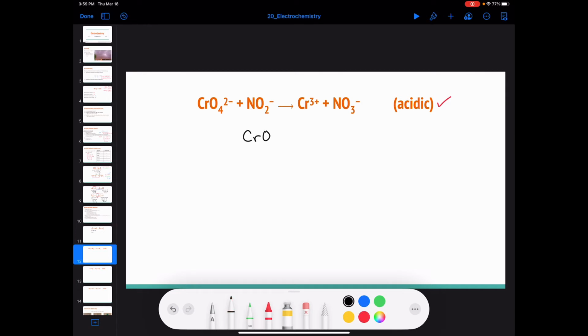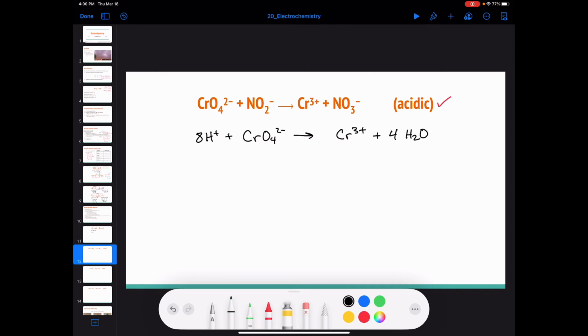So I've got my CrO4 2- turning into Cr3+. My chromiums are already balanced. I do have 4 oxygens I need to add on the right-hand side. So let's add 4 water molecules. But notice that in the process, I just added 8 hydrogens. So let's add 8 H+ over here.